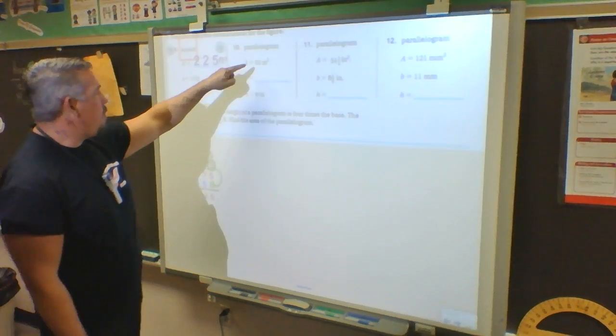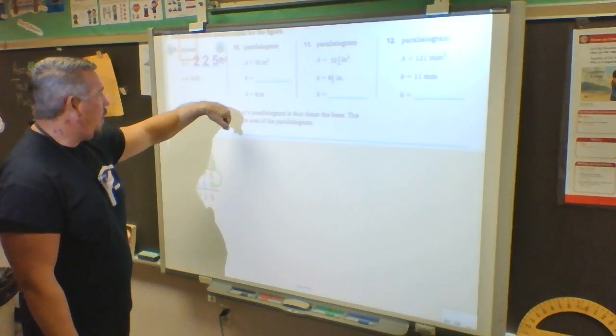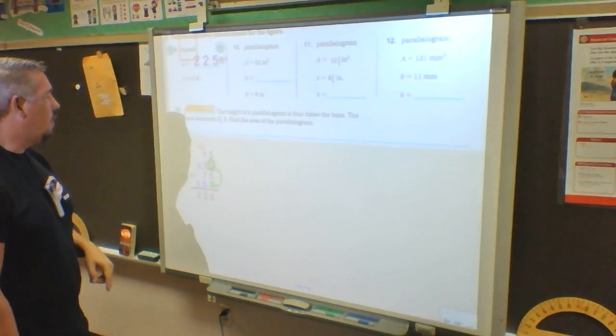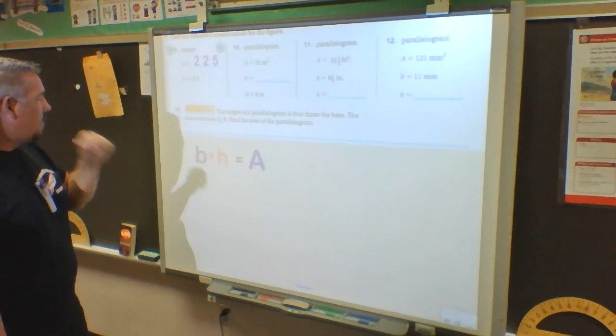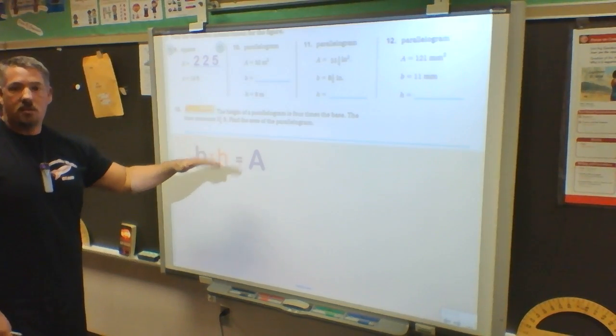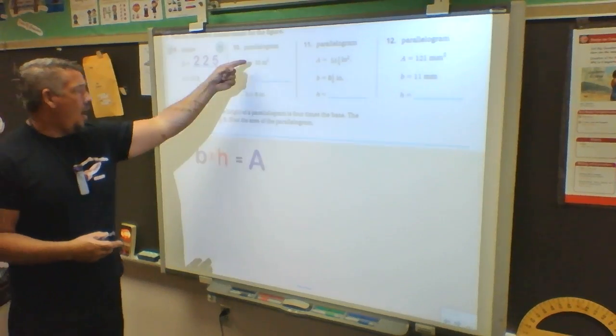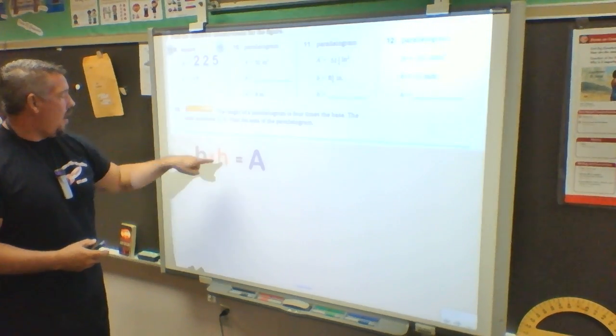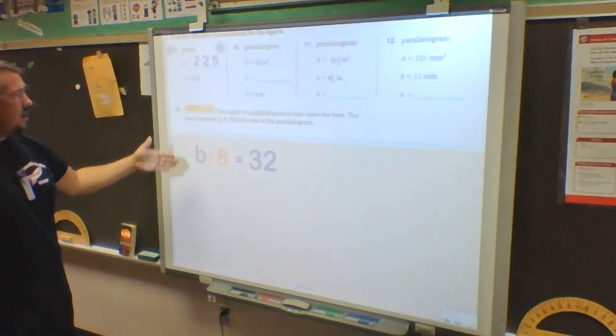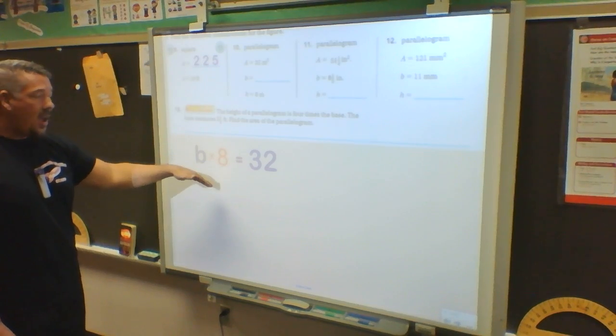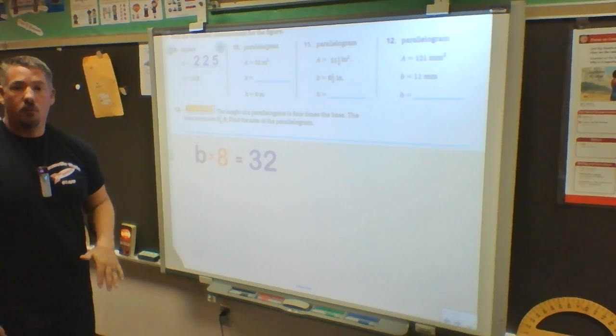Parallelogram. Now I'm given my area. I'm missing my base, but I have my height. Still the same formula. It's still going to be base times height is equal to my area. So I plug in the information that I have. I have my area and I have my height. So when I plug those in, I know I now have b times 8 is equal to 32.